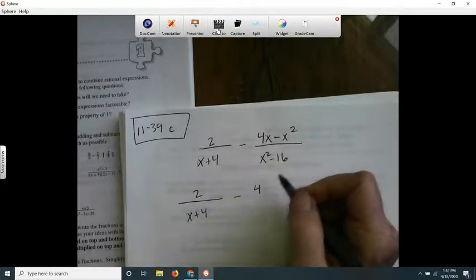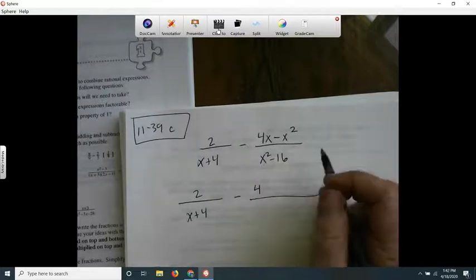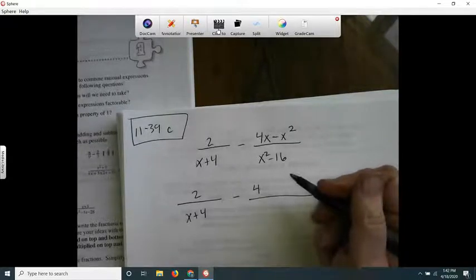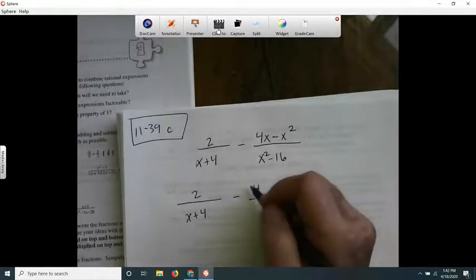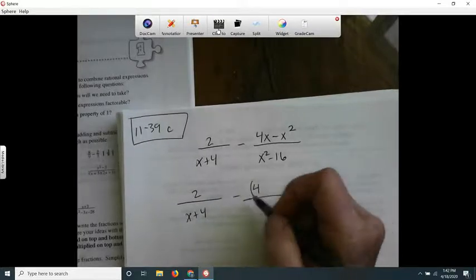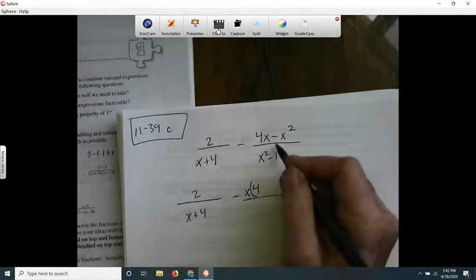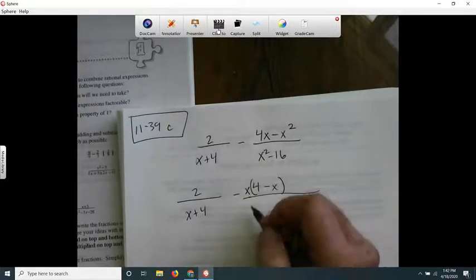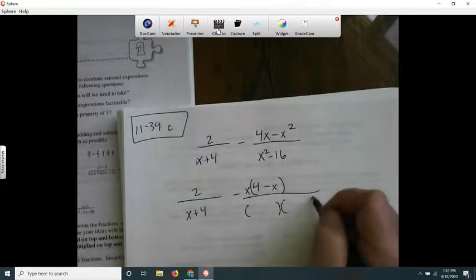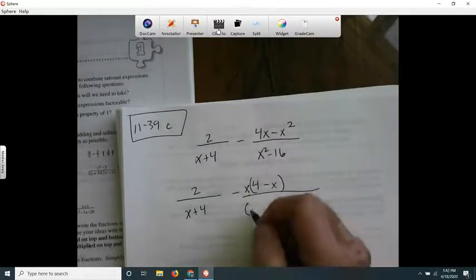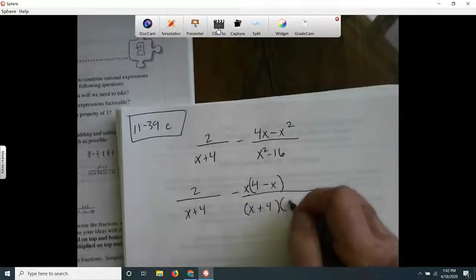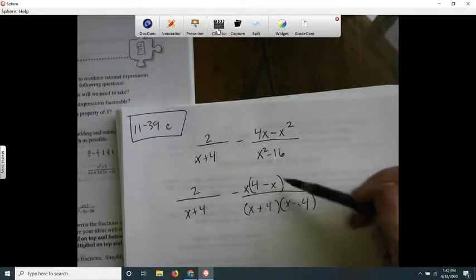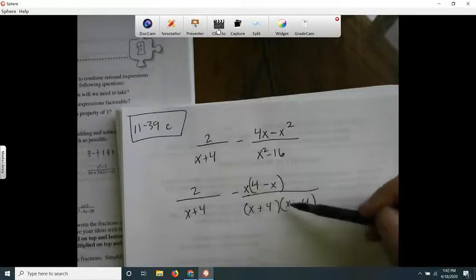Hey, that makes me want to do some factoring right there. I think I want to factor out an x. While I'm factoring, right? This bottom one, this is a difference of squares. So this is going to be x plus 4 and x minus 4. And then when I see these, I want to cancel them, but I notice that they're not exactly the same.